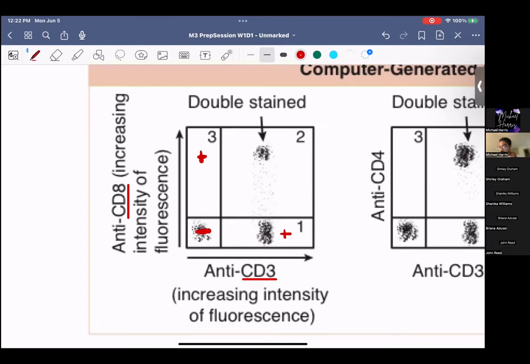Now, in box two, what is it? If this direction is positive and this direction is negative, and this direction is positive and this direction is negative, box two would be what? Positive. Perfect. So it's positive for both markers. Does that make sense?